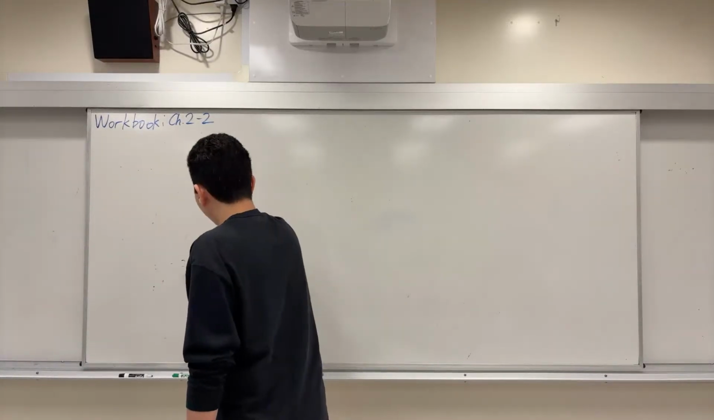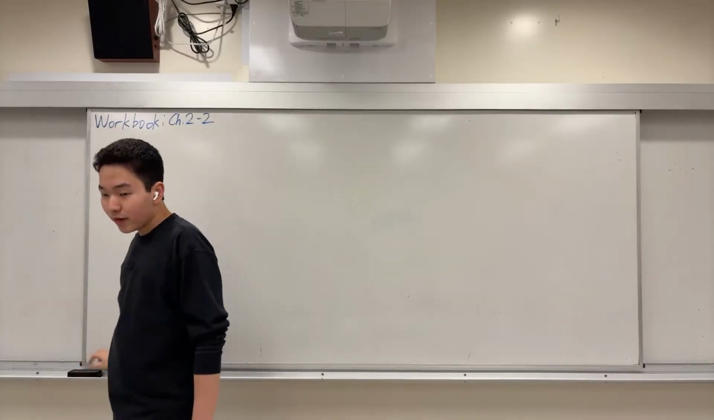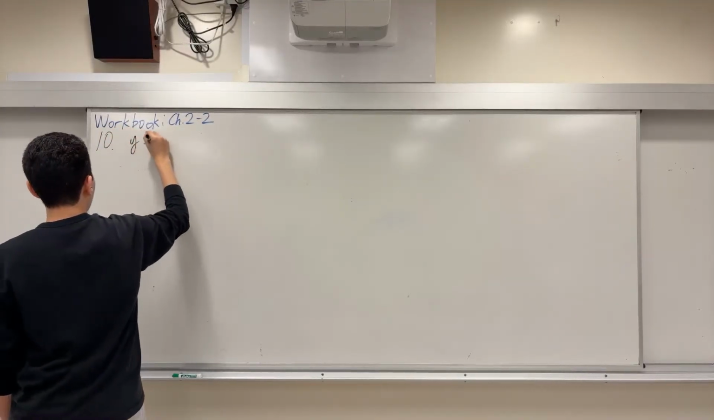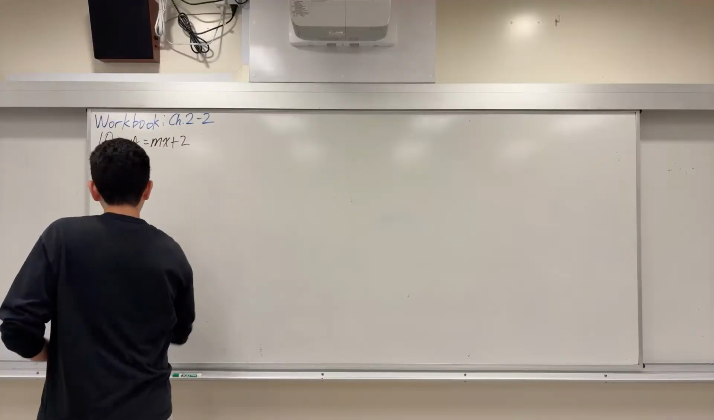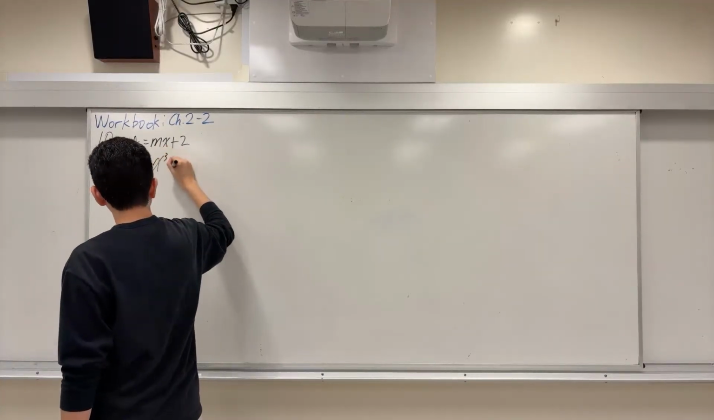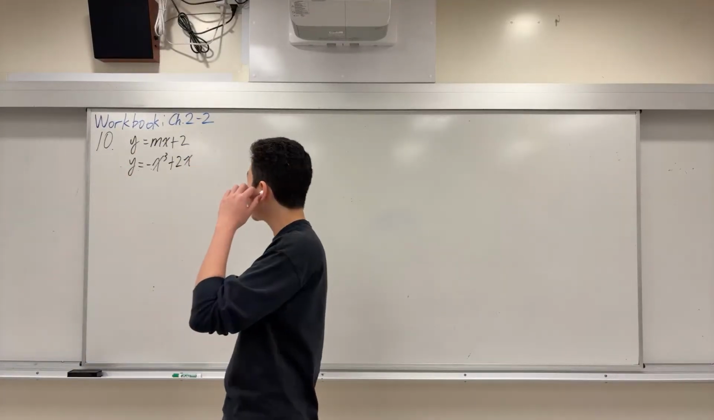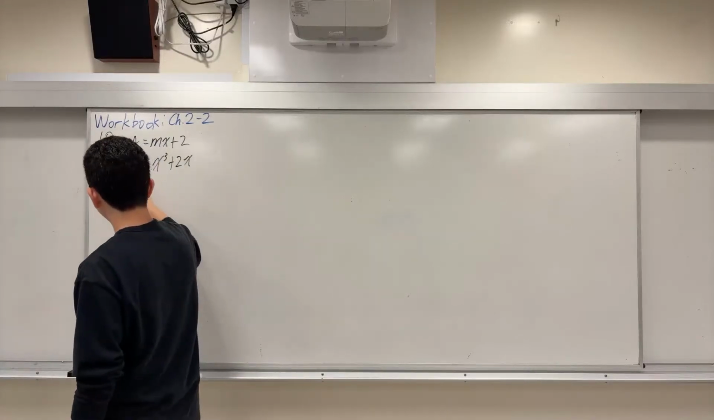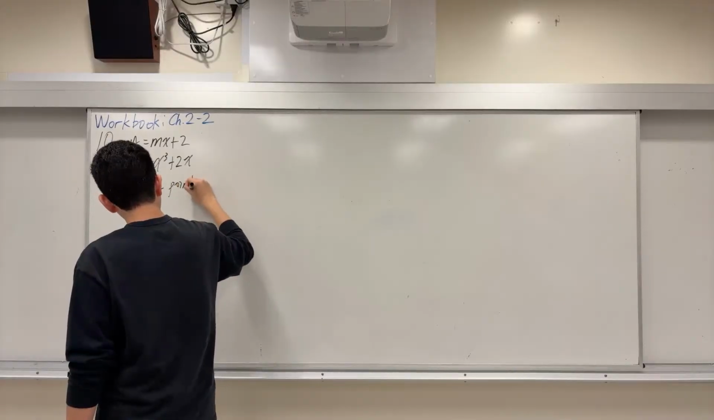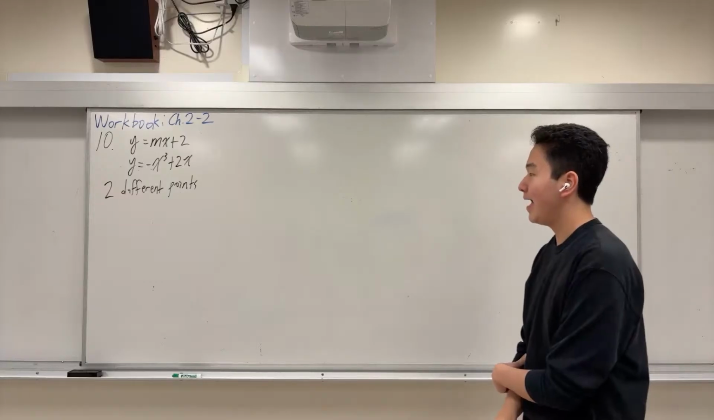Okay, so the problem itself is pretty simple. It asks us, okay, so we have the graph of y equals mx plus 2. So that's a line. And we have y equals negative x cubed plus 2x. Okay, and they intersect at 2 different points. And that's it. And we're asked to find the value of m.